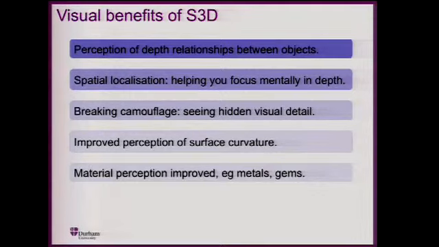And finally, material perception is improved. If you have something like a metal or a gem, naturally it reflects light directionally, so different light goes in different directions. So if you want to get a good presentation of a metal surface, use stereo 3D and you'll see it'll appear more realistic in stereo 3D than in 3D on a 2D screen. So they're at a higher level than the core V1 region of the brain, but these are all good reasons for using 3D.